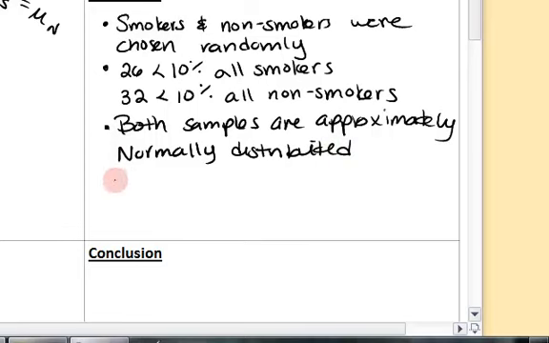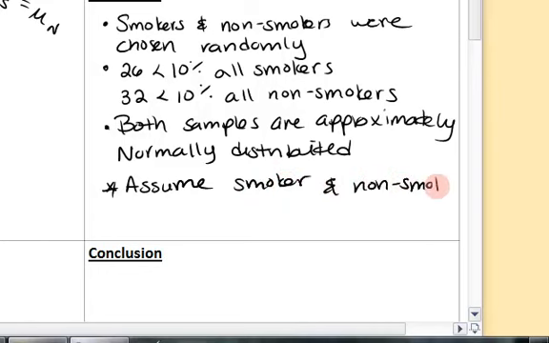And we have one final condition, which is new for this, and it's similar to the condition that we had when we were comparing two proportions. We just have to make sure that the two groups that we're comparing are independent of one another. So we must assume in this case that there's no reason that the smokers and non-smokers outcomes were reliant on one another. So we can assume the smokers and non-smokers are independent of one another.